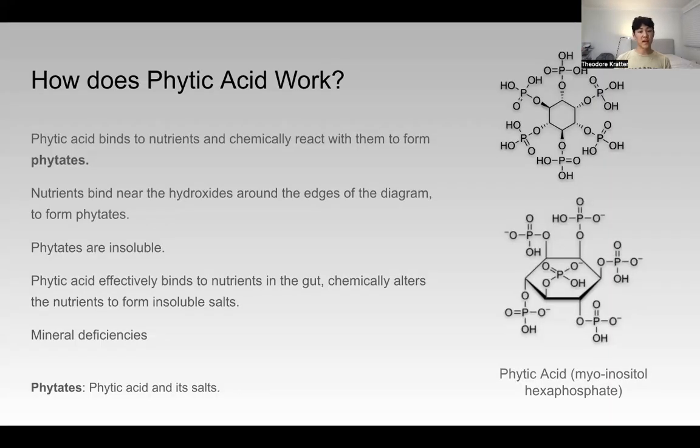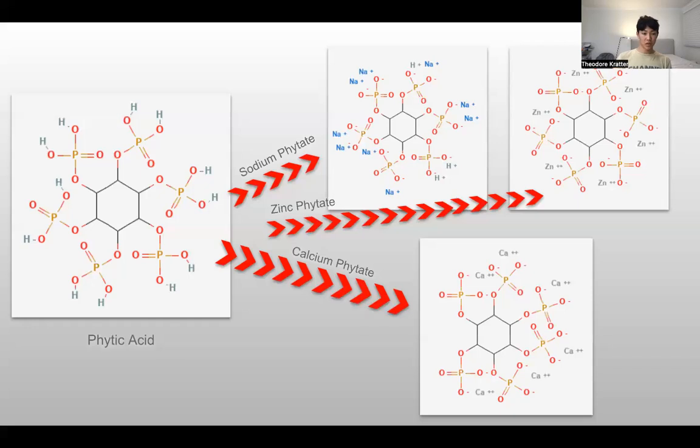So there are two diagrams of phytic acid on the right. Phytic acid binds to nutrients and chemically alters them to form a salt, which is called phytates. Phytates are phytic acid in their salt form. They bind near the hydroxides around the edges, and they effectively steal minerals from inside the gut. That leads to mineral deficiencies because phytates are insoluble, and mineral deficiencies are really bad. I think we all know that. This is a visual diagram of how phytic acid forms these phytates. You can see sodium phytate, zinc phytate, calcium phytate. Again, as I said before, the list can go on and on.